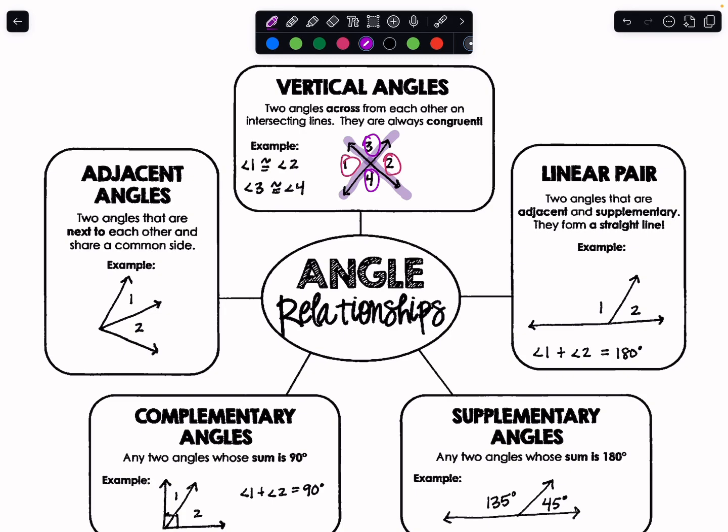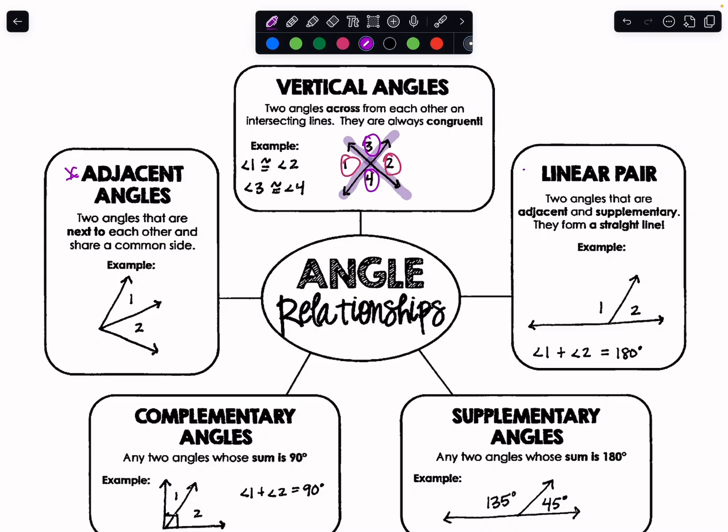Now let's go over here to adjacent angles right over here. Adjacent angles simply means that you have 2 angles that are right next to each other. They don't necessarily have a measure unless it's been stated, but they are just directly next to each other.